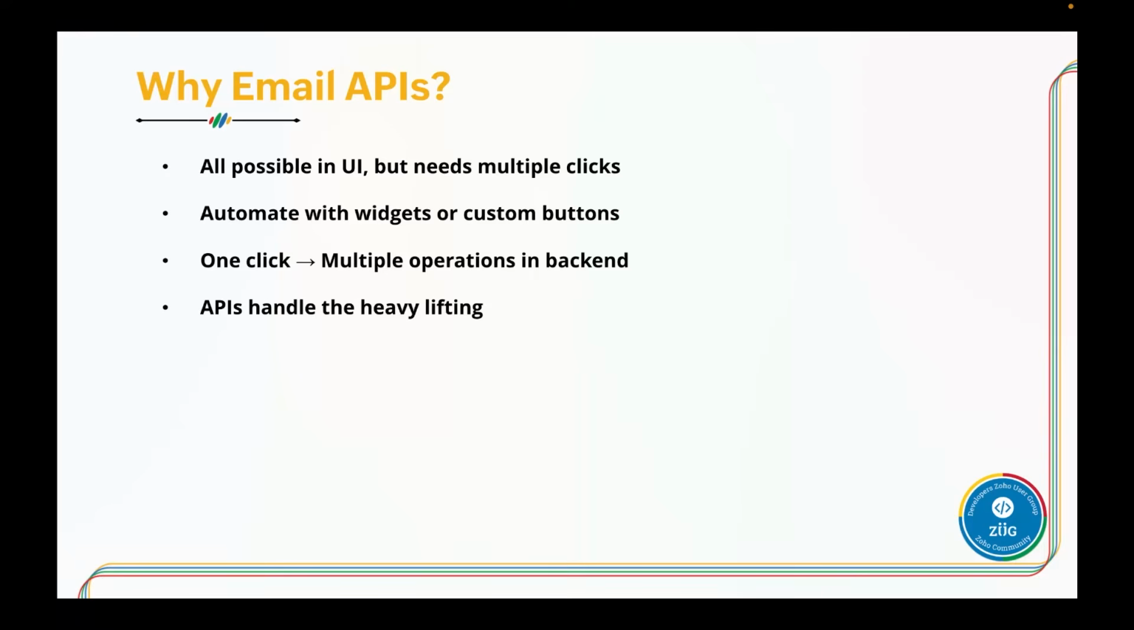Why email APIs? Now you might be thinking all of this can be done in the CRM UI, and that's true. But here is the thing. In real life scenarios, you often need to perform multiple email related operations one after the other. In the UI, that means multiple clicks and page loads. But instead, you could trigger everything in one go, for example, from a widget or a custom button. Click once, and behind the scenes, the email APIs take care of each step for you, like linking the email, fetching the attachments, even sending the proposal. So it's about making CRM work faster and more seamlessly for your use case.